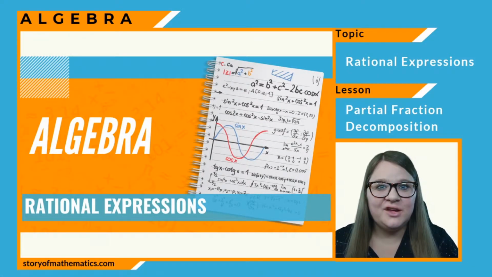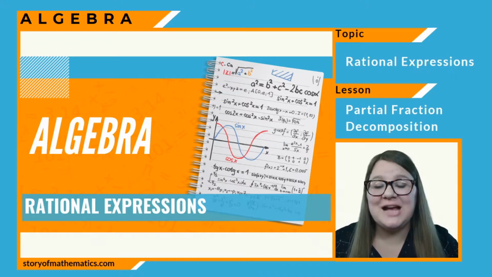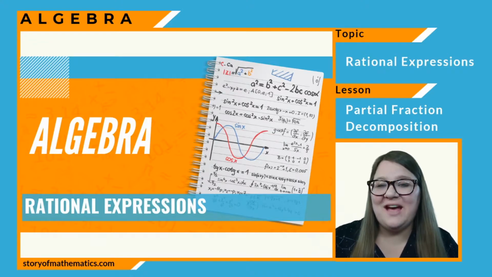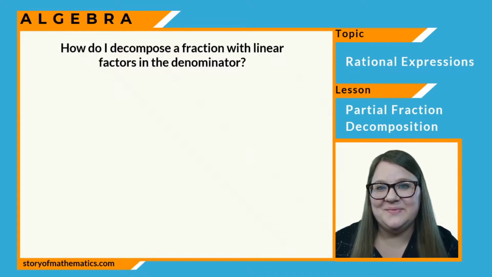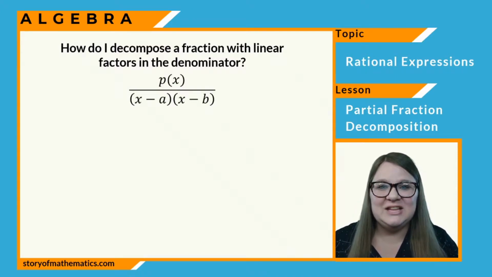In this video, we're going to take a look at how to perform partial fraction decomposition when we have a fraction with linear factors in the denominator. So the first thing you want to do is take a look at something that has this form. It has a function on the top, and in the denominator, you have x minus a times x minus b. All right, so these are linear factors in the denominator.